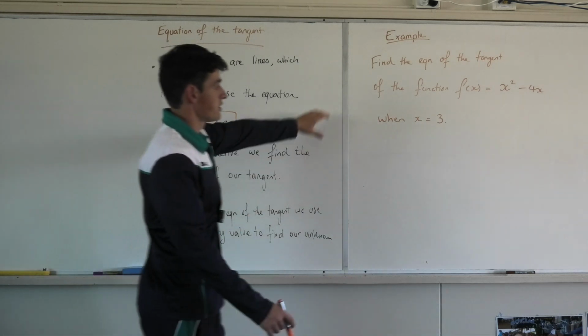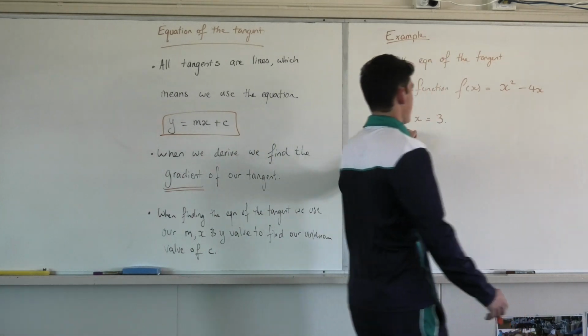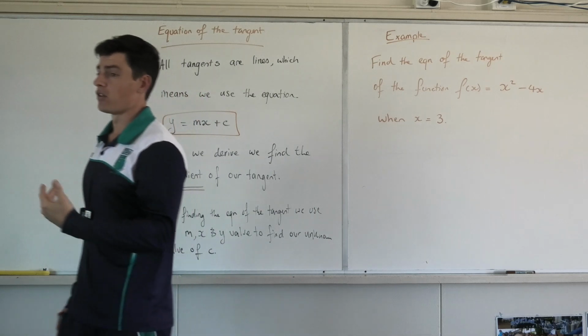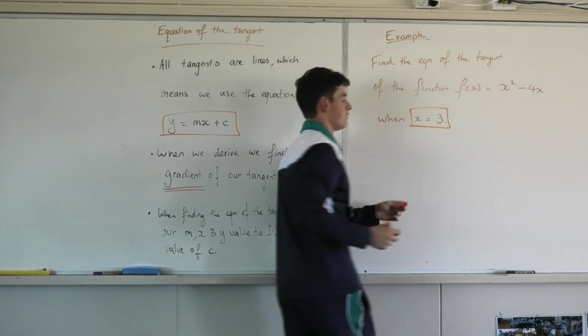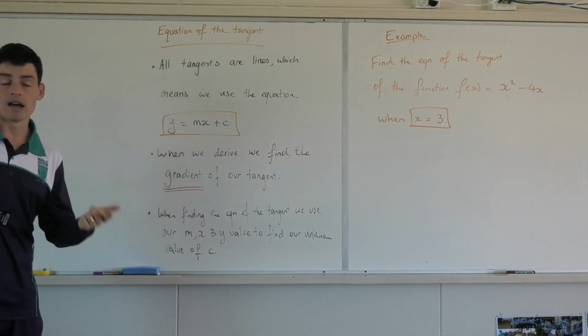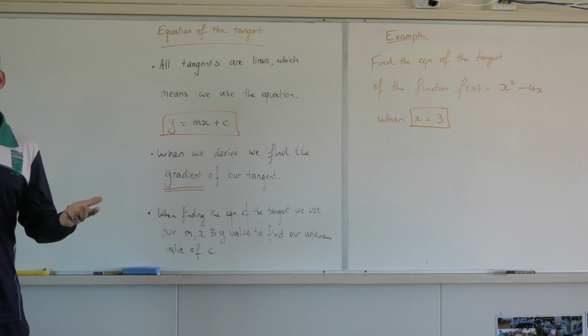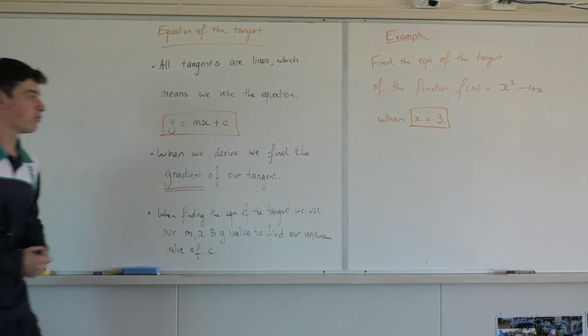So, this is an example, to find the equation of the tangent of this function at the point x equals 3. So have I got an x value? Yes. I already know my x value. What don't I know? Do I know my y? Do I know my c? Do I know my m? Let's go about finding one of those values. What value should I find? M. Let's find my m value.